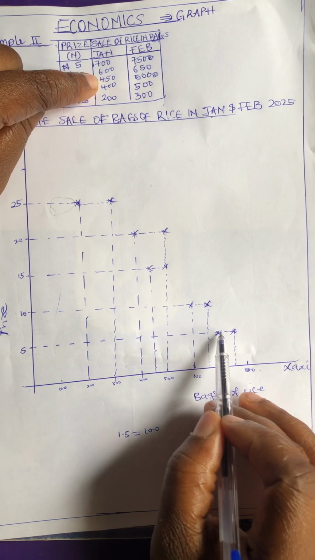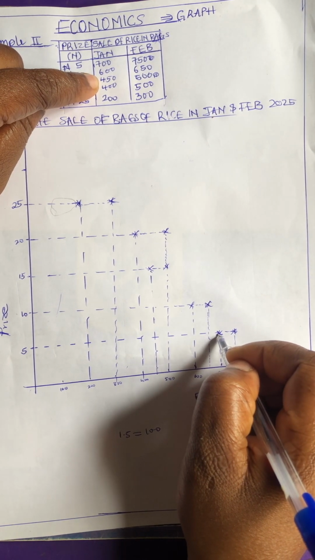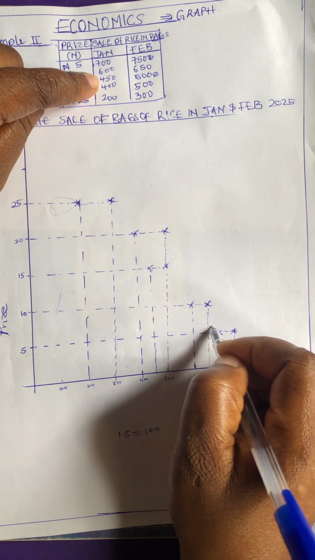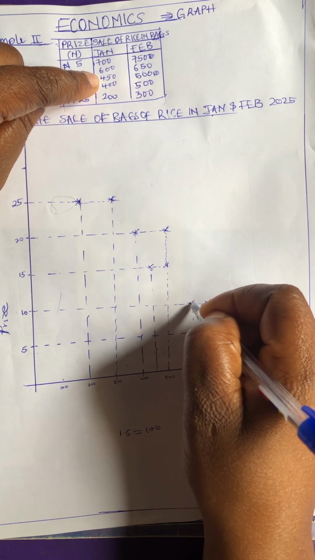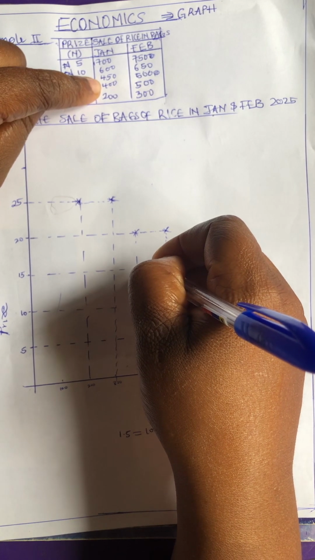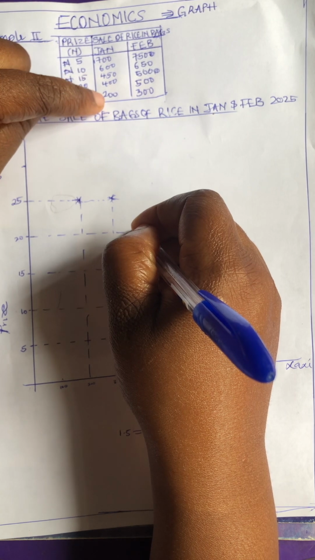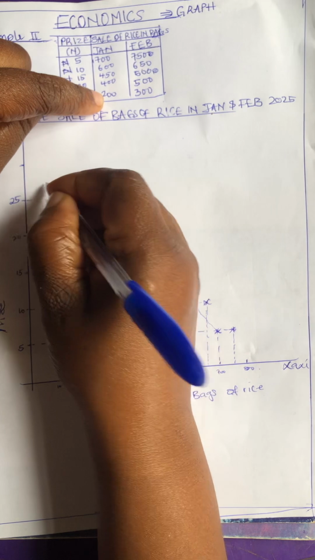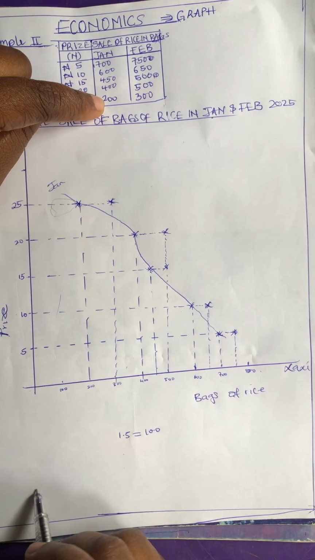700, 600, you're seeing it, 600, 450, where's our 450, 450, 400, where's our 400, 400, and 200, and this is for January, right? See how easy it is.